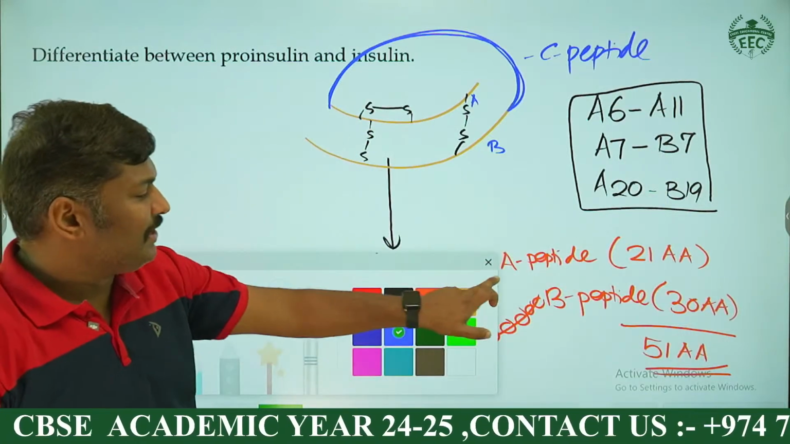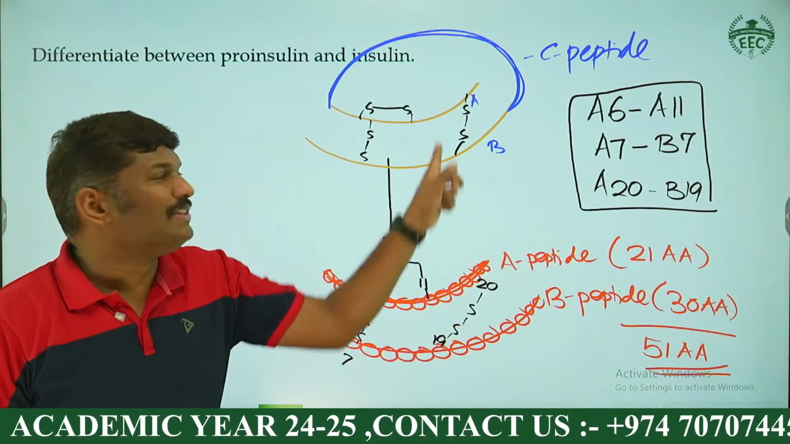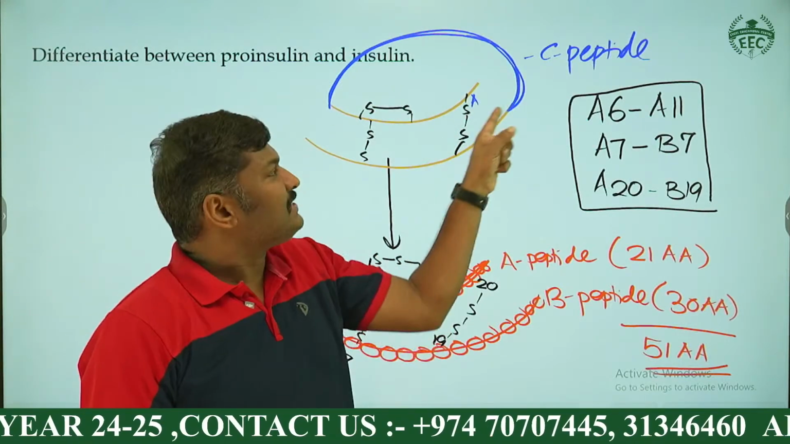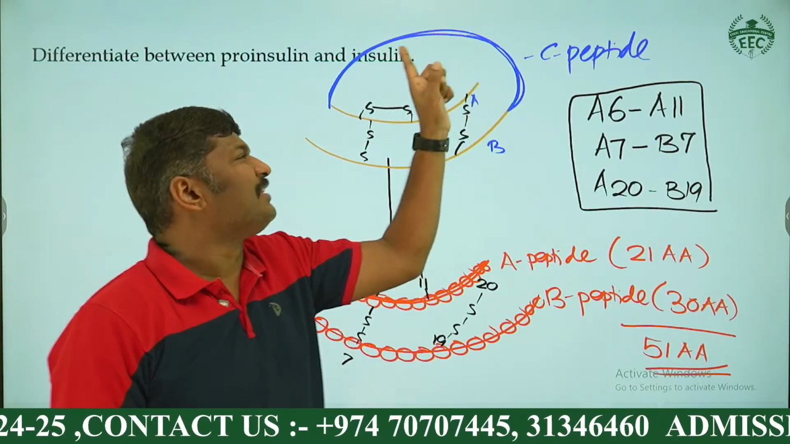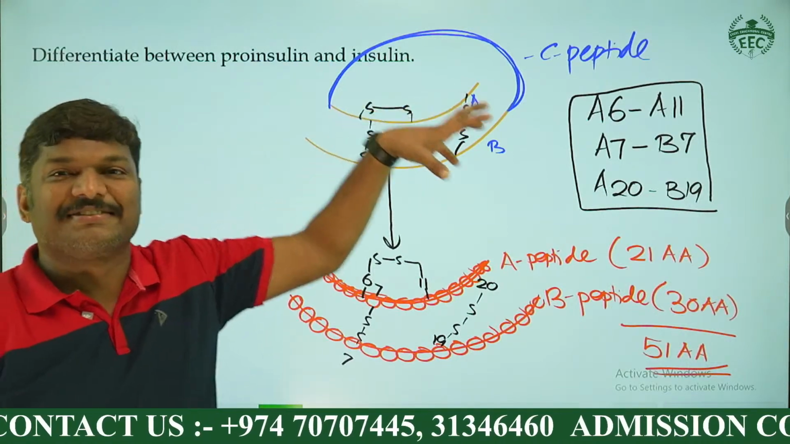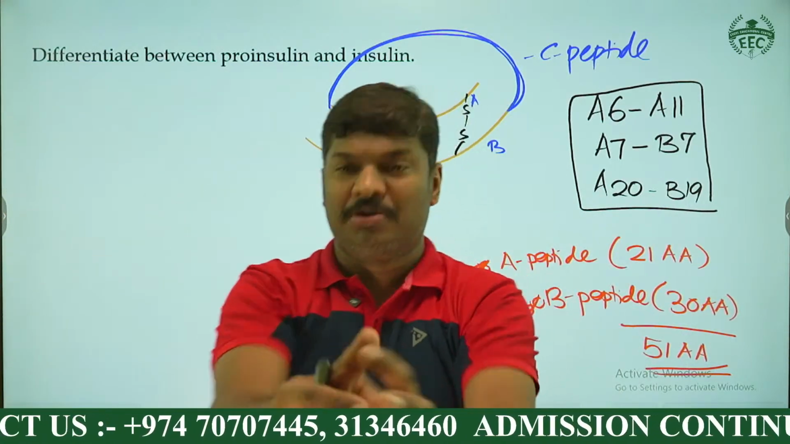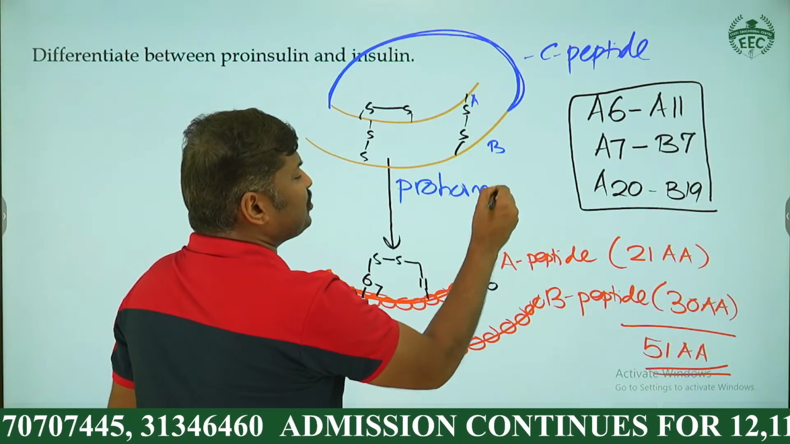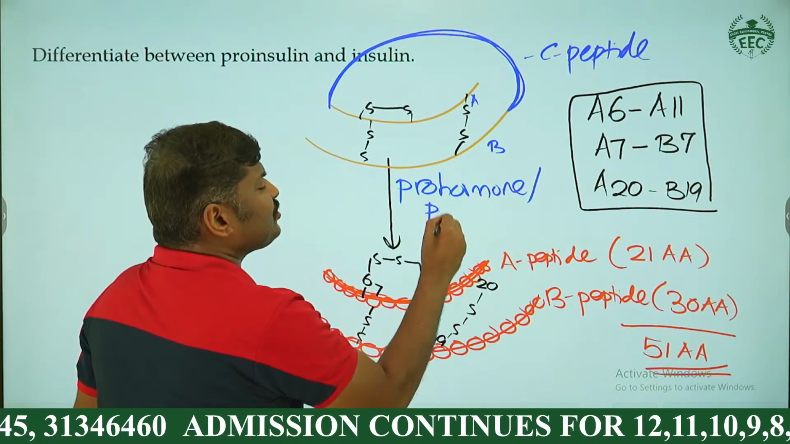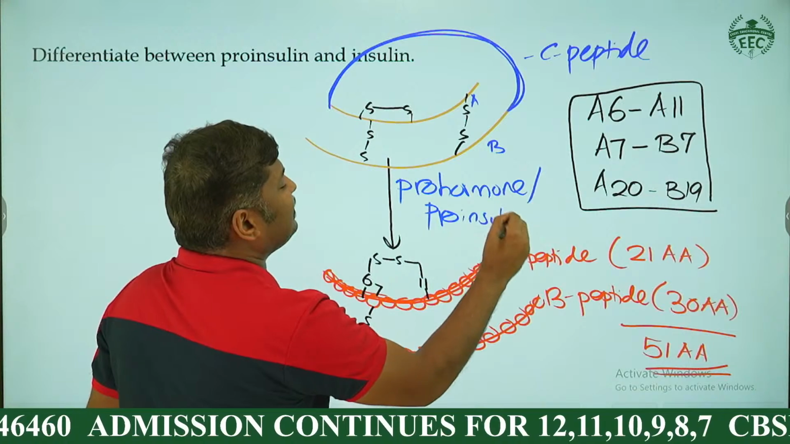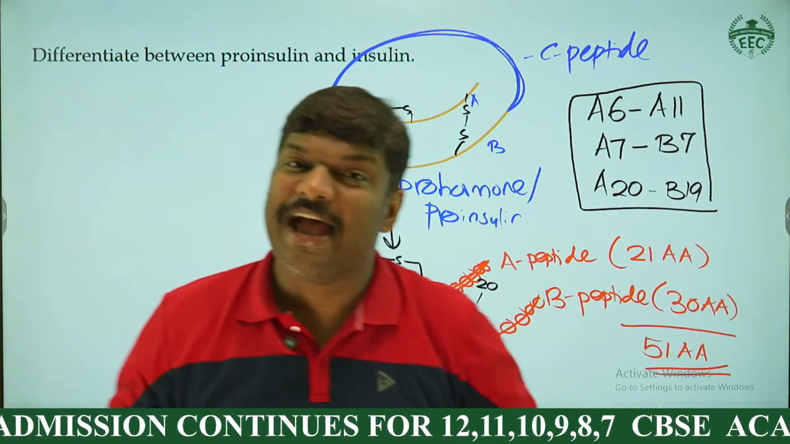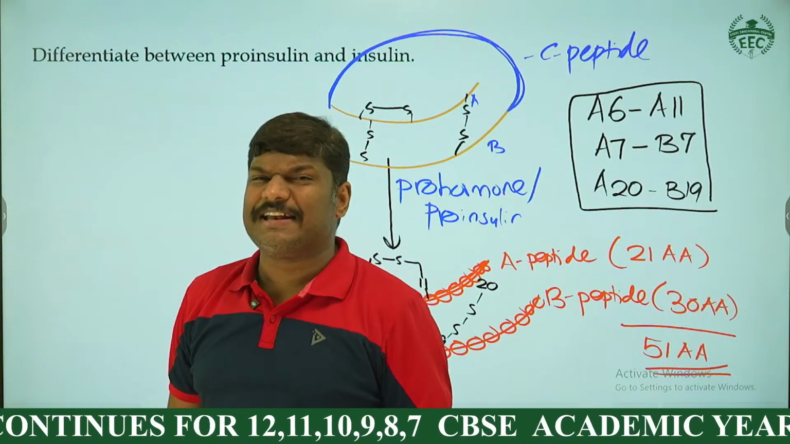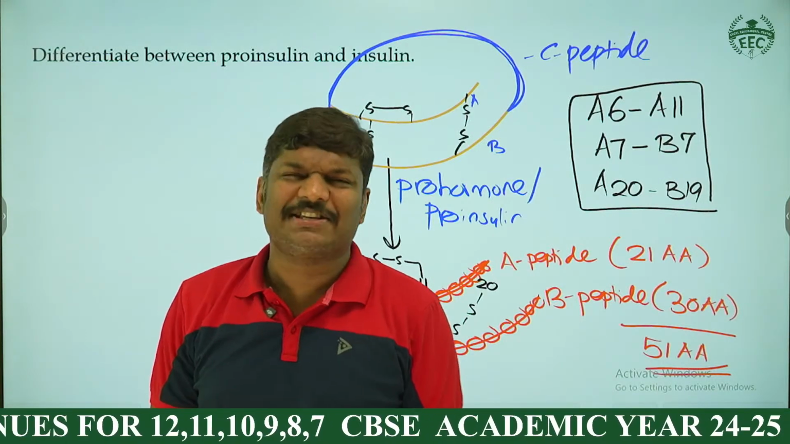And what is the difference between these two? Here you can see this is the insulin, this is the pro-insulin. Pro-insulin has an additional C peptide, my dear students. So C peptide means what? If C peptide is there, it is a pro-hormone. In your textbook, pro-hormone is also called pro-insulin. What do you mean by pro-hormone? Inactive. In the previous question, we studied protoxin, right? Inactive. Here, pro-hormone is inactive. Pro-insulin is inactive, my dear students.